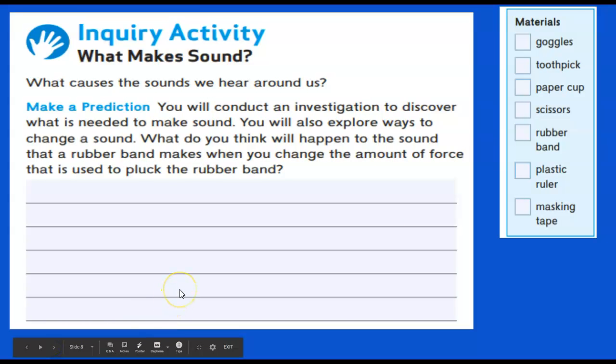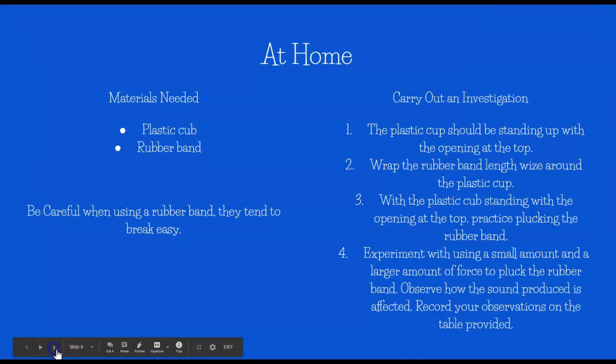All right, so before anybody even gets started, don't worry about this list over here because you're not going to use all this. But you are going to have a cup and a rubber band. And it says, what causes the sound we hear around us? So you're going to make a prediction here. Before you even begin the investigation, you need to make a prediction. Do this in your spiral notebook. Pause the video as you need. Once you have written your prediction, then you may press play and continue.